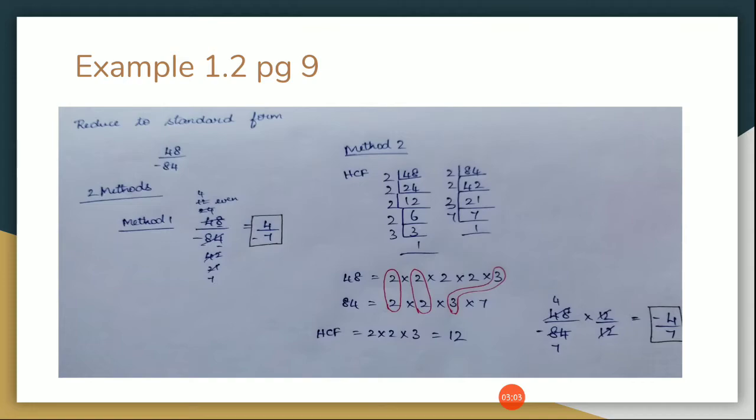Okay. How will we find the HCF? First of all, you have to take the multiples for both the numbers separately, mark the common multiples, multiply those common multiples, and write the answer. That is the HCF. And then you are going to multiply and divide the given number with the HCF, and then write the final answer. Is it clear, children?